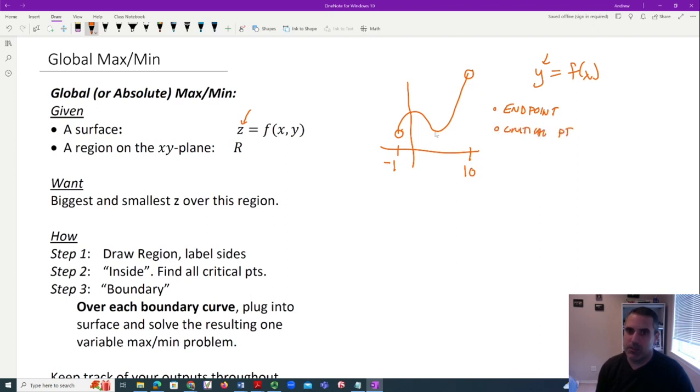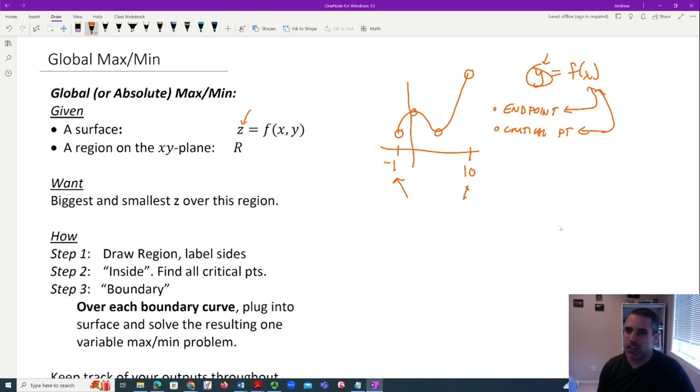So this method isn't so elegant, it just works. If you know where the endpoints are, and you know where the critical points are, just plug all of them into your function and see which makes y the biggest, because it's got to be one of those. That's the whole idea. Now, in multivariable calculus, it's a little harder because there are more endpoints. There's not just two. Here there were only two endpoints.